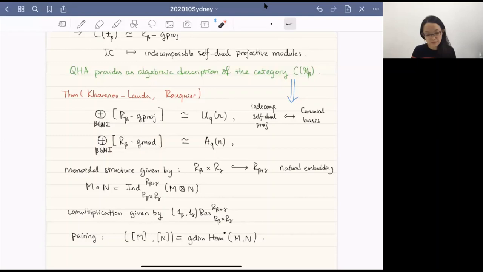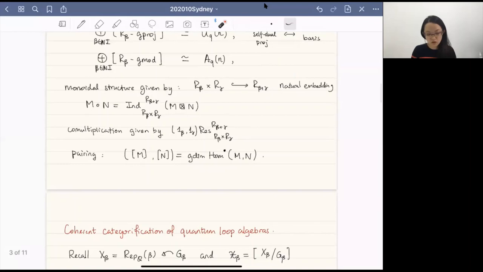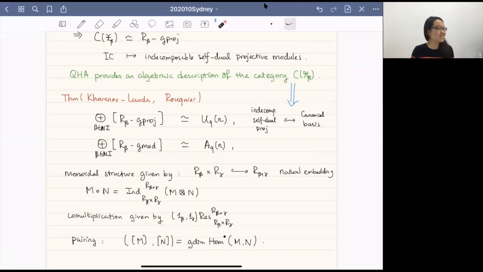So this is what I wanted to say about the categorifications for quantum groups. Are there any questions? Or maybe the questions are saved for the discussion session.